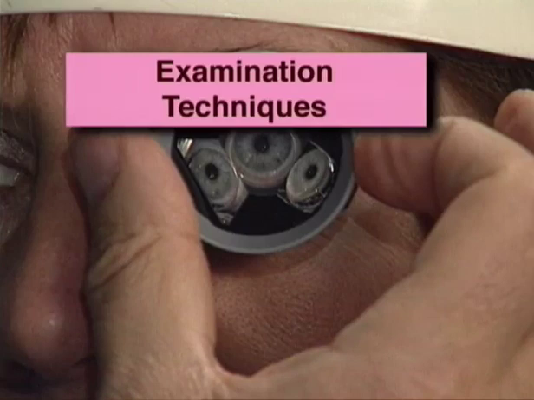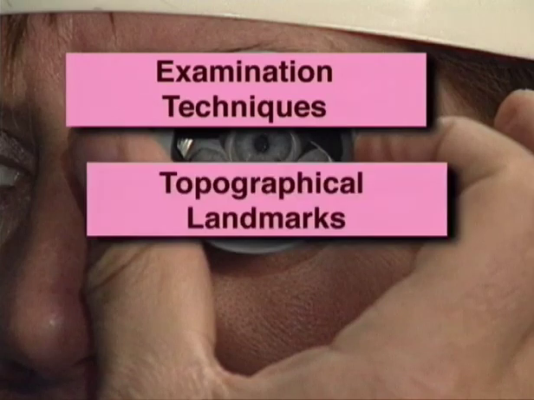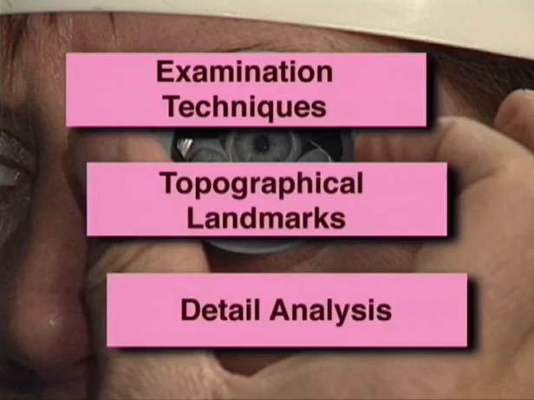Slit lamp examination techniques, specifically adapted for the chamber angle. Topographical landmarks, in which we will show how to find our way in the anatomy of the chamber angle. Detail analysis, in which methods are shown for detecting minute changes in the tissue.